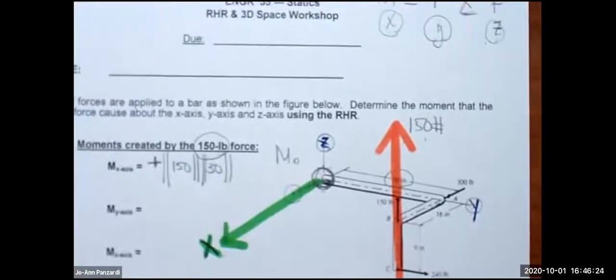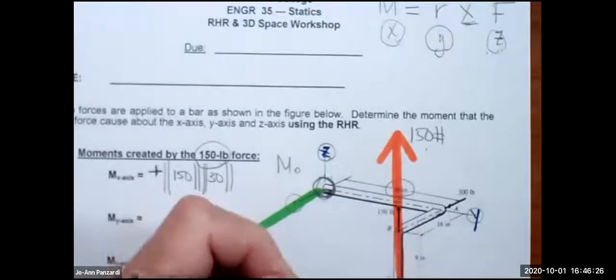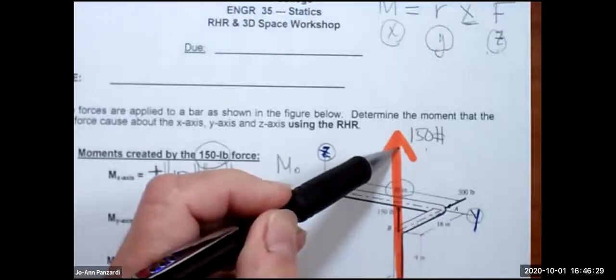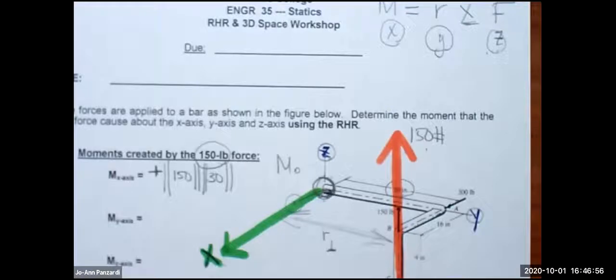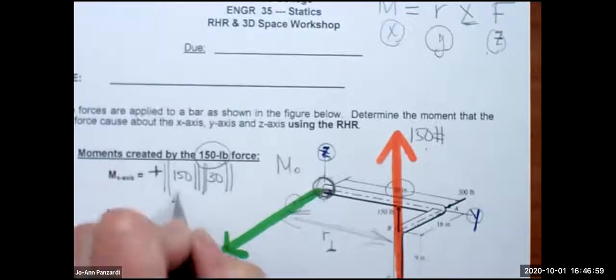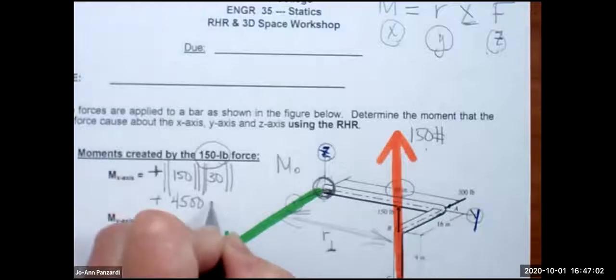Okay, so let me say that again. The force is the 150. The moment I'm trying to find is about the X. The perpendicular distance is right here. Because the force is in the Z and the moment is about the X, the perpendicular distance has to be in the Y. That is a way to check yourself to make sure you're choosing the right dimension. And this value, what does it come out to be? 30 times 150, it's 4,500 inch-pounds.